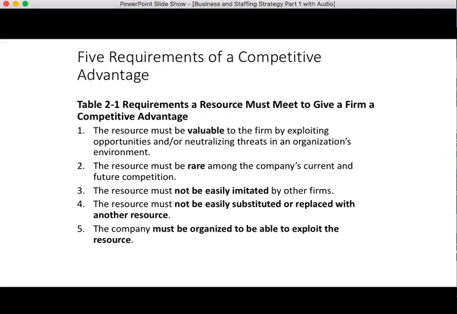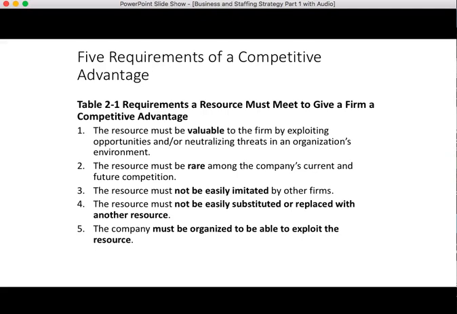Number 2, the resource has to be rare, which means others don't have it. So if we invest more in our human capital, in our human resources in the company, we give them unique skills that we think will serve our company best. Other companies are not going to have those unique skills. Our people will have those skills, and that gives us that competitive advantage. So the resource has to be rare, so somebody else can't have it. It can't be a commodity, because then it's a level playing field and everybody has the same thing, right?